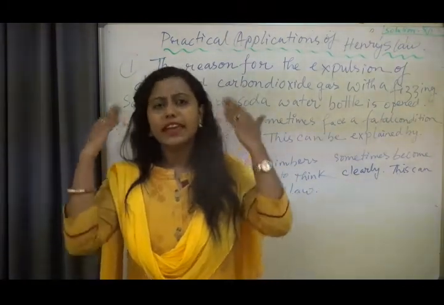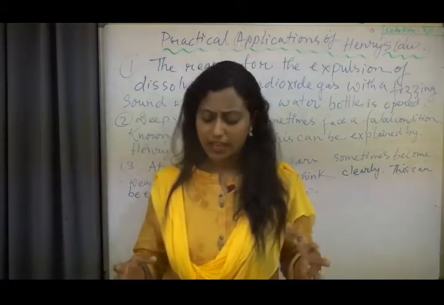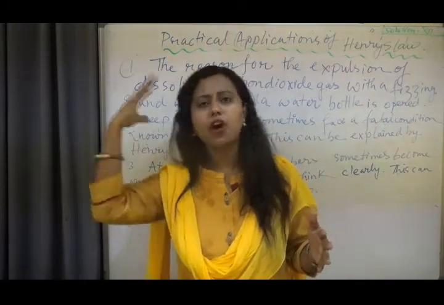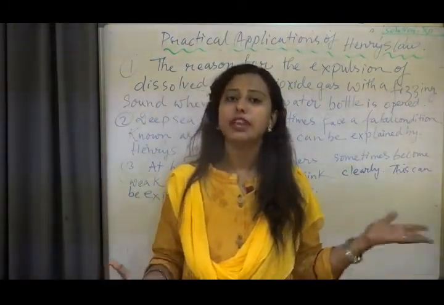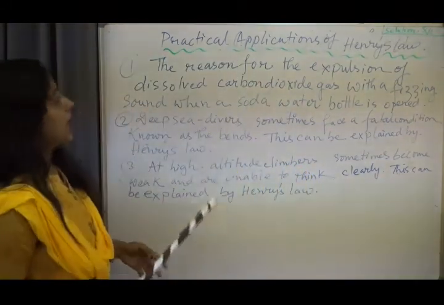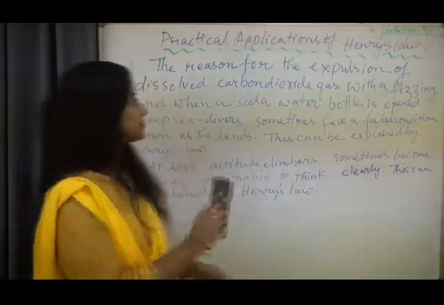So what happens to them? Their thinking level is paused. Why is this happening? Because at higher altitudes the oxygen level is lower. So this oxygen cannot reach their brain, for which they are unable to think and they become numb. So these all three are the practical applications of Henry's law.